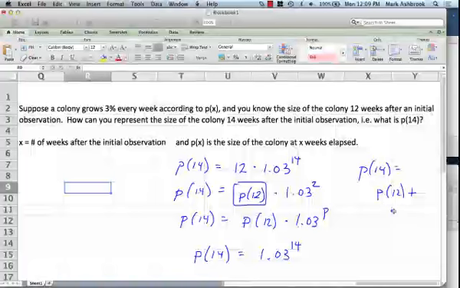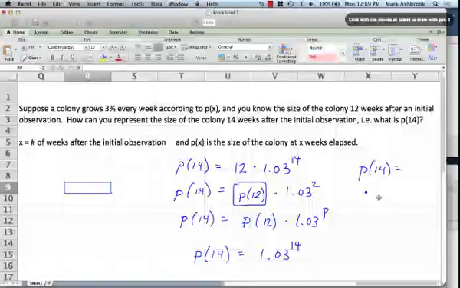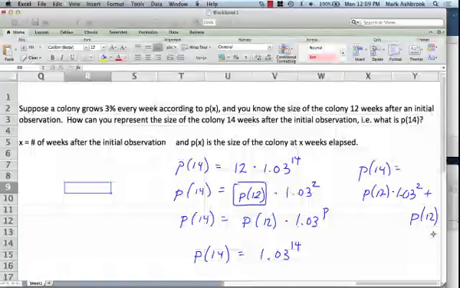Add P of 12 again. So we want P of 12 times 1.03 squared plus P of 12. All right, only one more. Frank: P of 14 equals P of 12 plus P of 12. Okay, yeah, that'll do it, but that's kind of superficial. It doesn't really get at where the P of 14 is coming from.